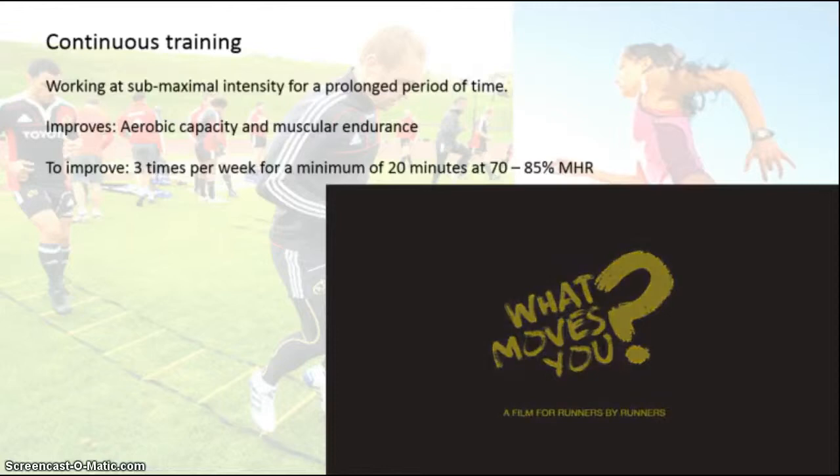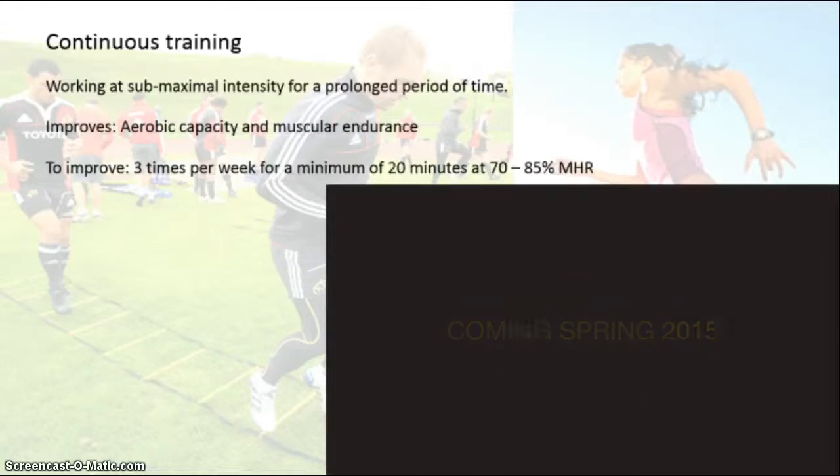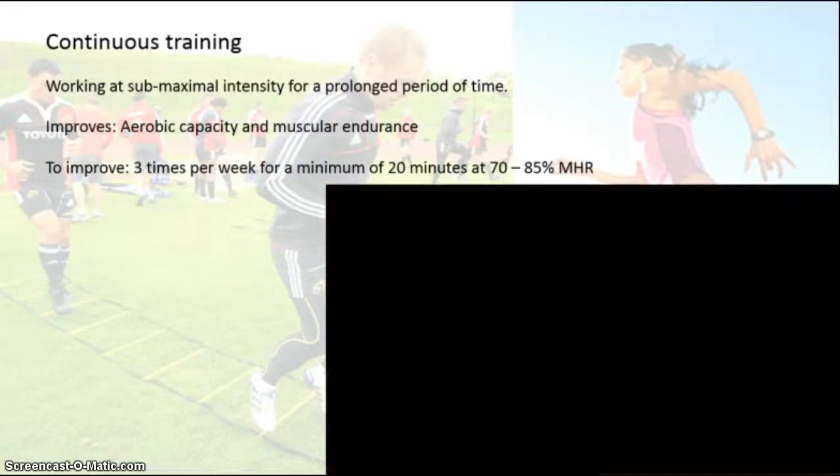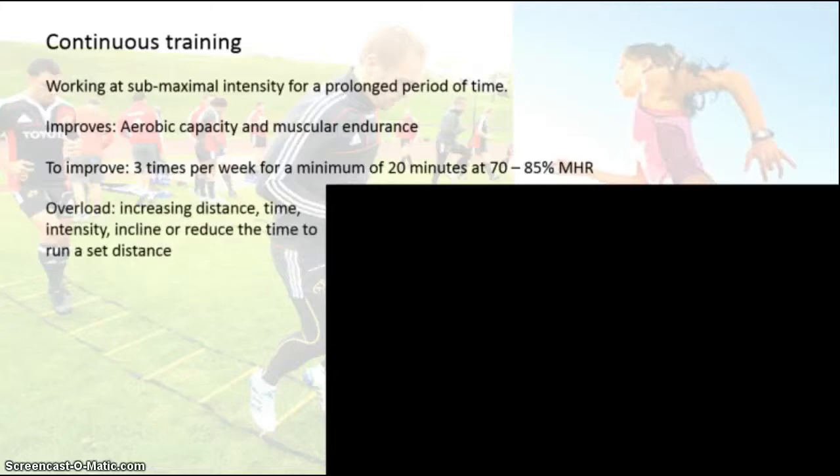This training is used to simulate race conditions because at this intensity, fatigue factors such as an increase in metabolic byproducts occur, for an athlete to improve their lactate inflection point, meaning in time they will be able to work harder for longer. The overload is usually applied to continuous training by increasing the distance, increasing the time, increasing the intensity, changing the incline, for example running up a steeper hill, or reducing time to run a particular distance.